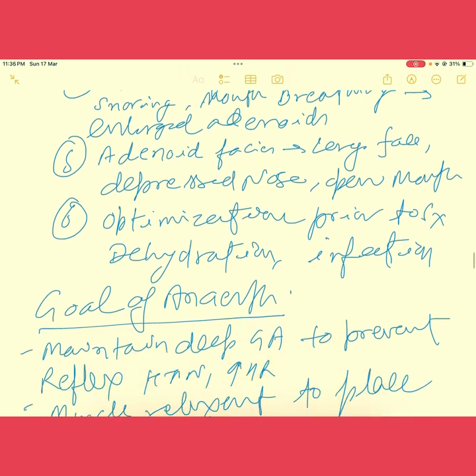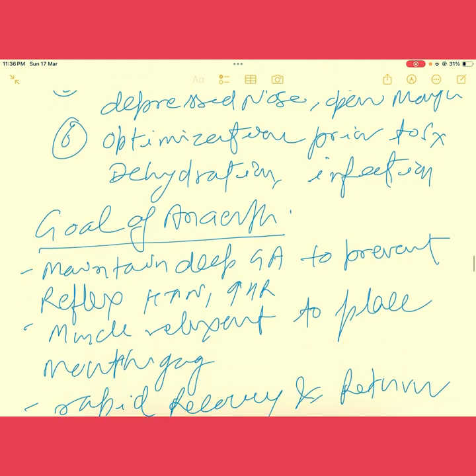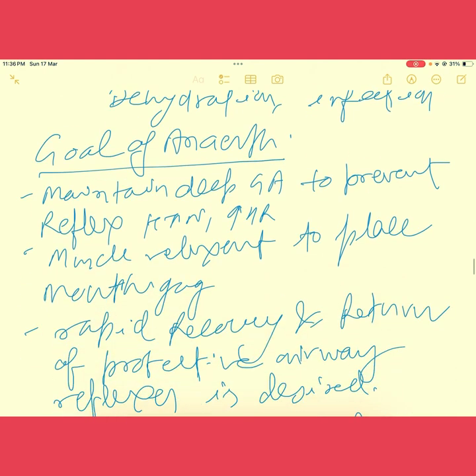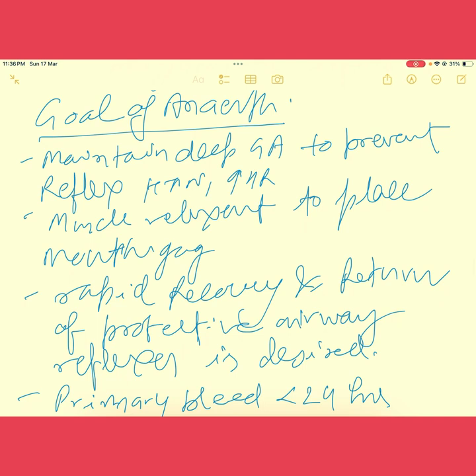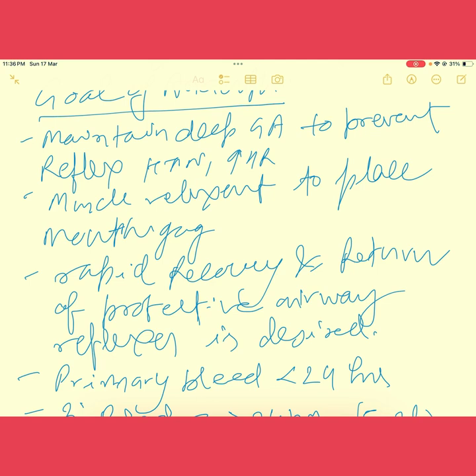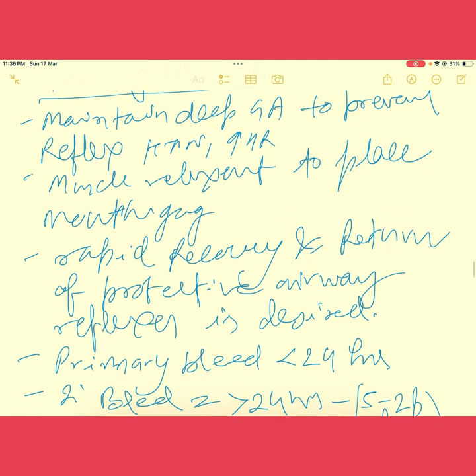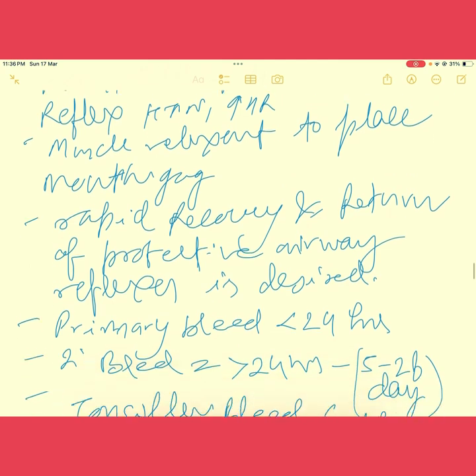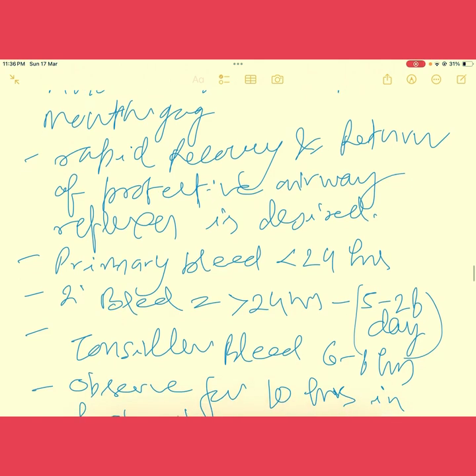Optimization prior to surgery: treat dehydration and infection. Goal of anesthesia: maintain deep general anesthesia to prevent reflex hypertension and increase in heart rate. A muscle relaxant is used to place the mouth gag. Rapid recovery and return of protective airway reflexes is desired.